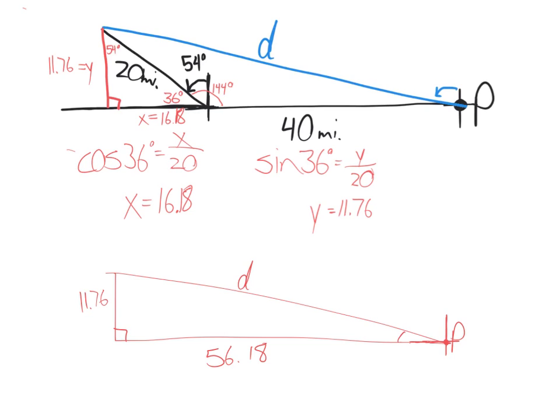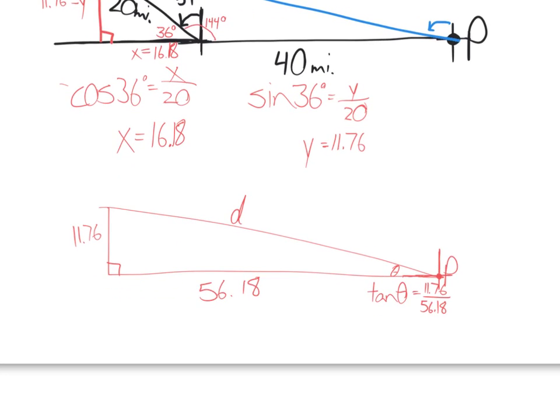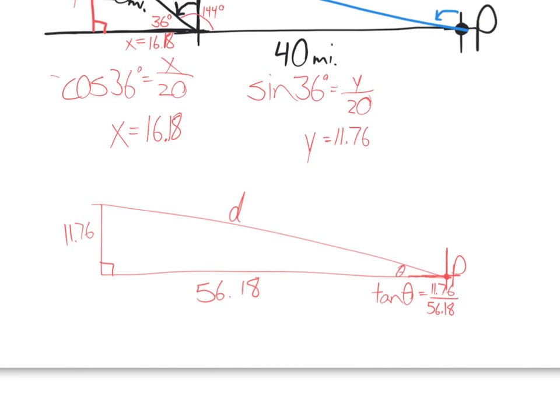So let's do theta here, and we'd have tangent of theta equals 11.76 over 56.18. This part we haven't quite gotten to yet. You have to hit inverse tangent of that, second tangent of 11.76 over 56.18. And what did we get for an angle there? Alright, so we get 11.8 degrees.